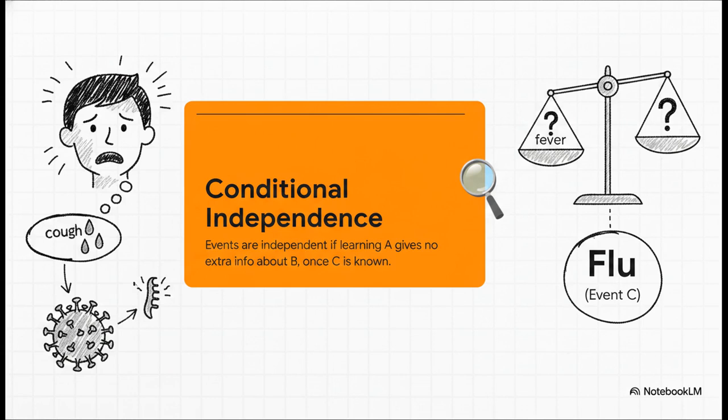A patient walks in with a cough and a fever. Normally, these two symptoms are highly correlated. However, if a doctor already definitively knows the patient has the flu, let's call that event C, then knowing they also have a cough tells the doctor absolutely nothing new about whether they have a fever. The relationship between the cough and the fever is entirely explained away by the presence of the flu. Making this assumption makes calculating complex, multivariable probabilities vastly simpler.